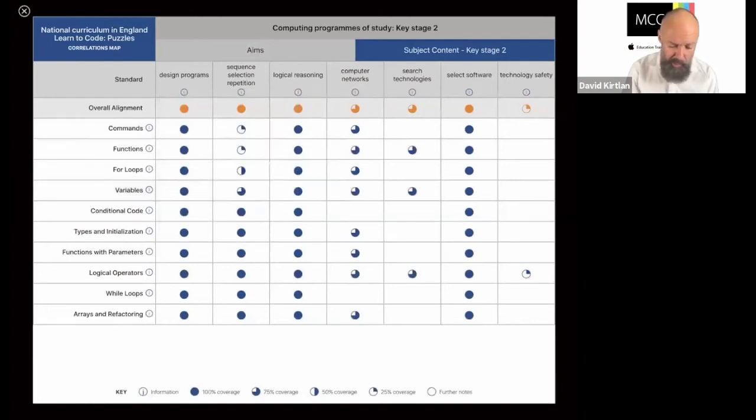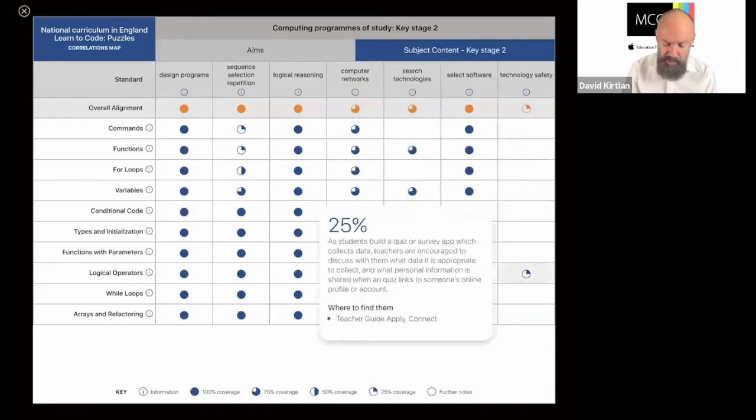Now, along the top are the options that we have to tick off from the national curriculum. And we can see here we're doing quite well straight off with just that first book of the things that we need to be covering. We don't cover quite so much of the technology safety. There's a lot of those where we don't do it, but there's a little bit of it in the logical operators. And if you want to know what it is, when you tap on it, this is always the activity where we're building a quiz or a survey app.